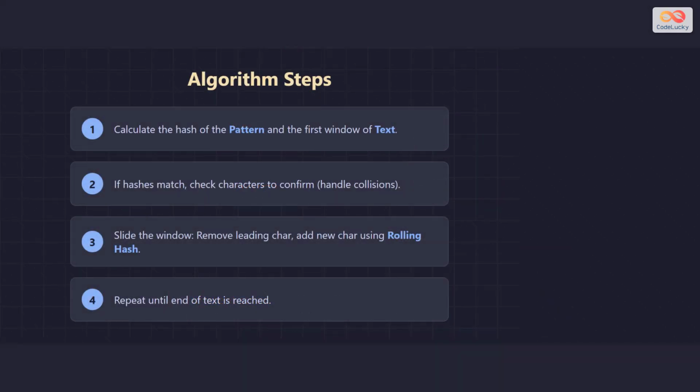So the full algorithm works like this. First, calculate the hash of the pattern and the first text window. Second, if hashes match, verify the characters. Third, slide the window using the rolling hash formula. Finally, repeat this process until you reach the end of the text.